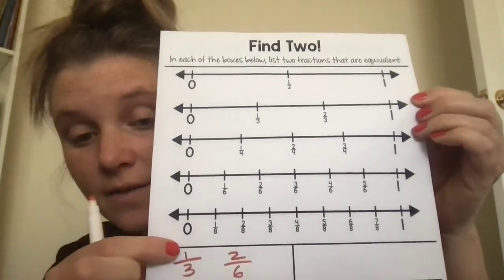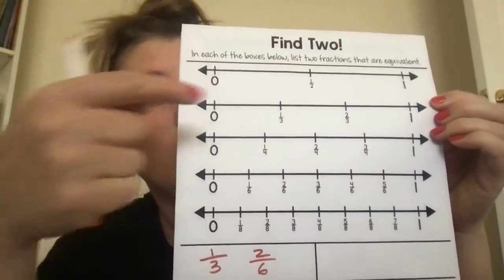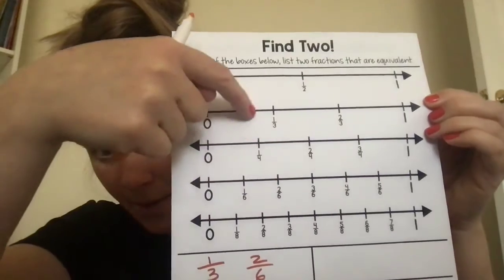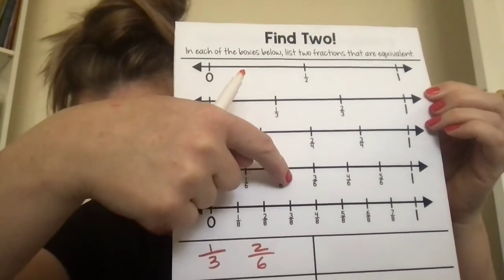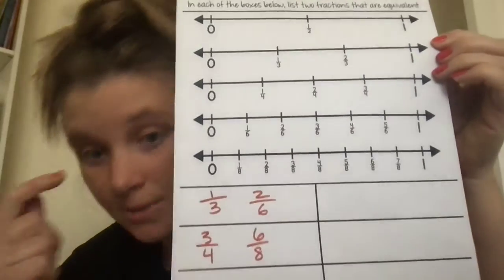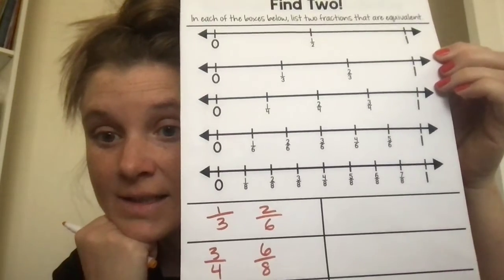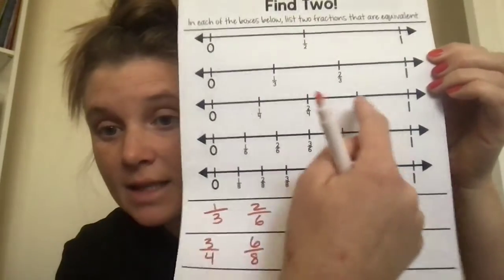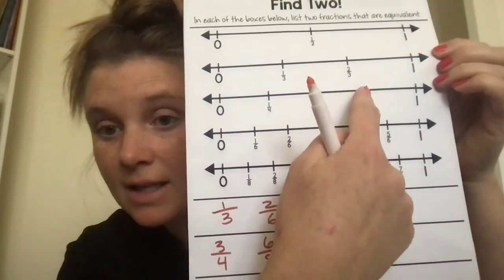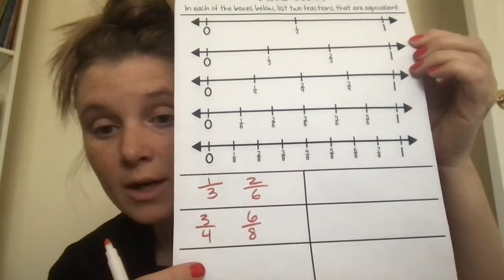Look at this one that I found. 1/3 and 2/6. Well, does 1/3 and 2/6 line up? Yes. So are they equivalent? Yes. Let's look at this next one I found. 3/4 and 6/8. Do they line up? Are they in the same spot? Yes, they're equivalent.